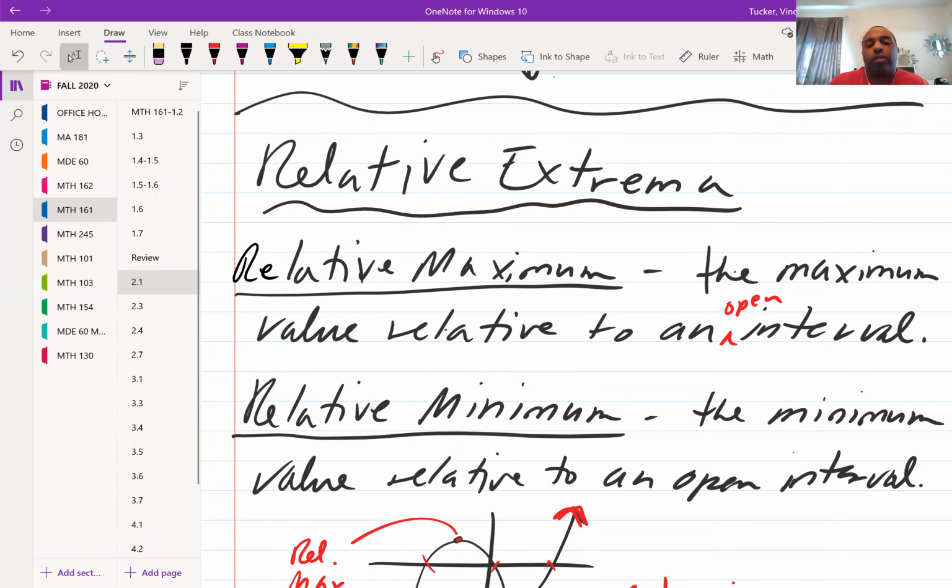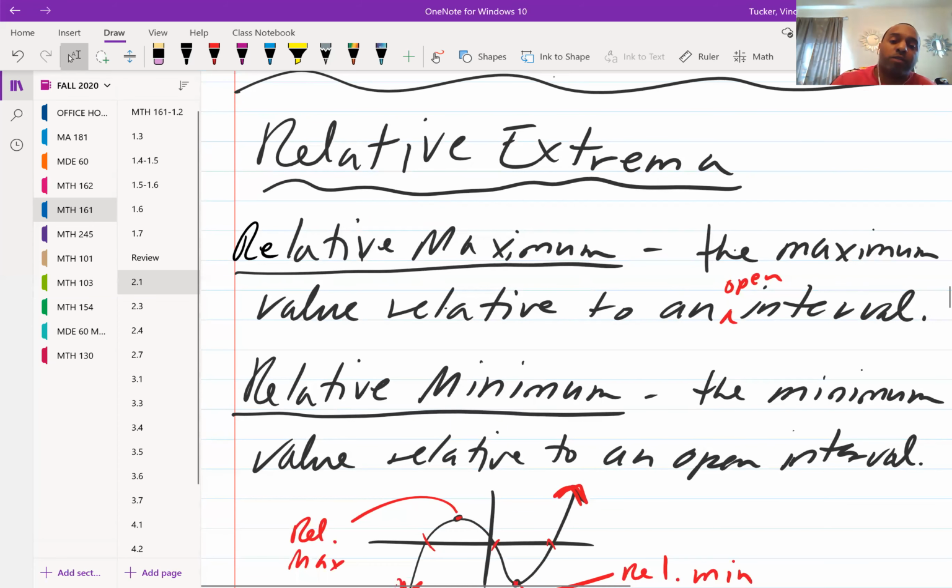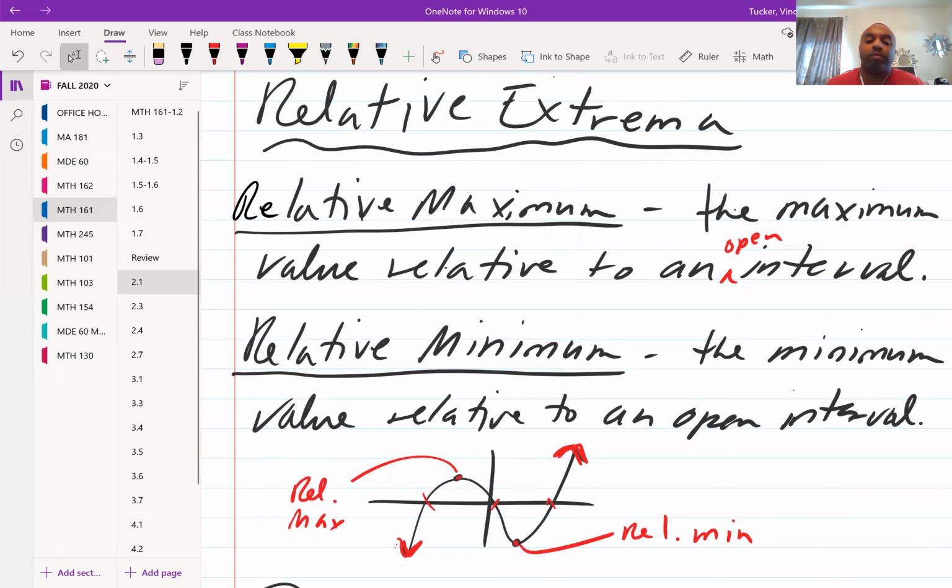All right, so relative extrema. If you're talking about relative maximum, that's the maximum value relative to an open interval. And the relative minimum is the minimum value relative to an open interval. So maximum value is the largest value, versus the smallest value for the minimum, in an interval.